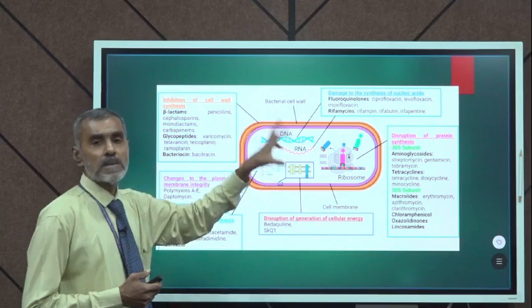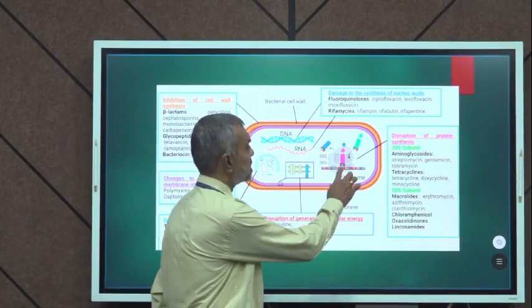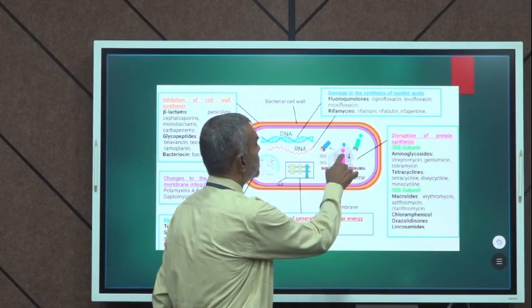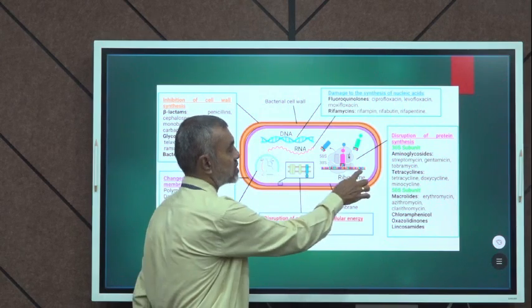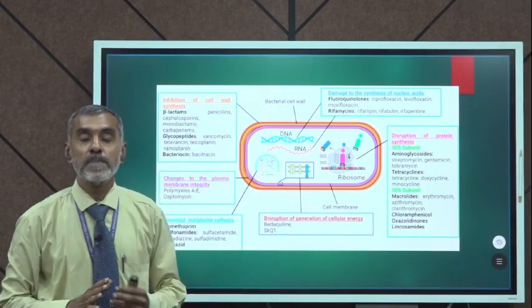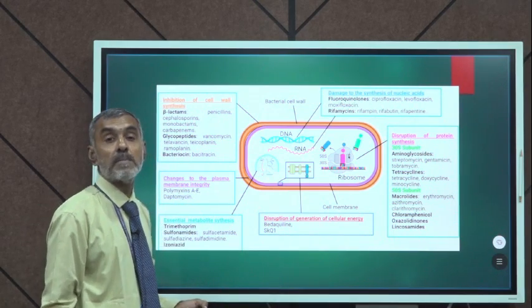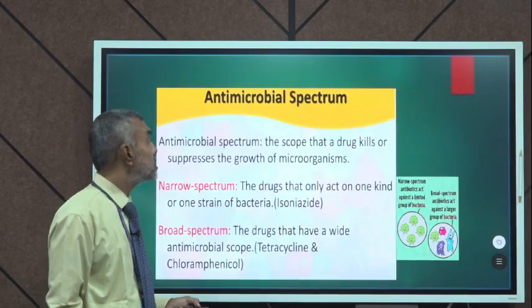So, these are some of the antibiotics which can prevent protein synthesis, where they can bind to either the 50S subunit or 30S subunit, or sometimes they can bind to the mRNAs, whereby they prevent it. So, these are the four major mechanisms involved in controlling microorganisms.